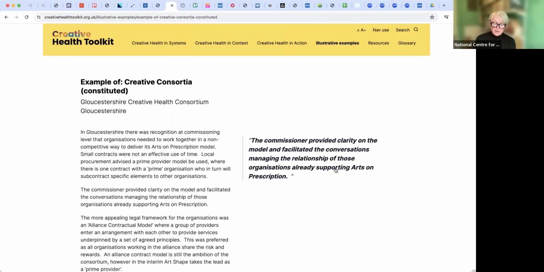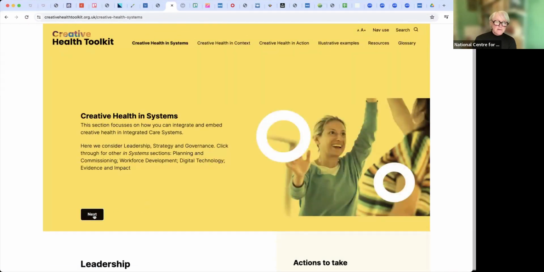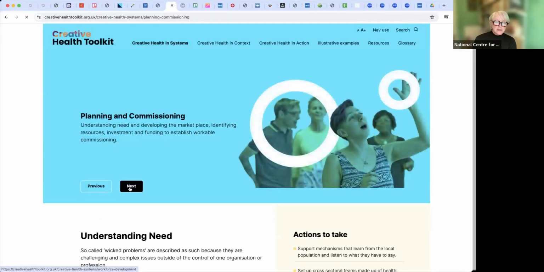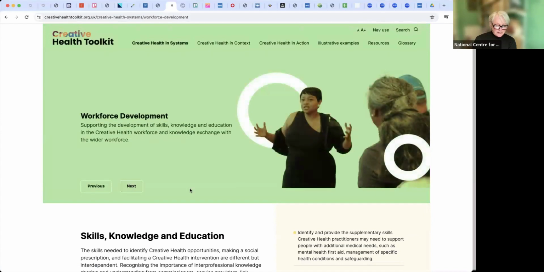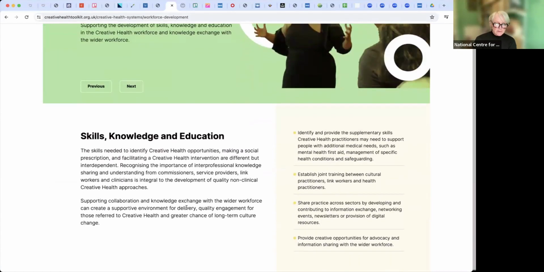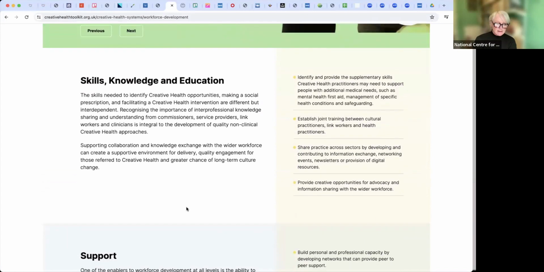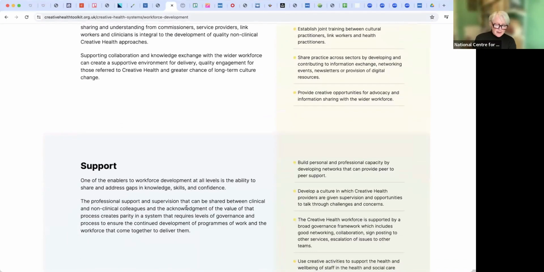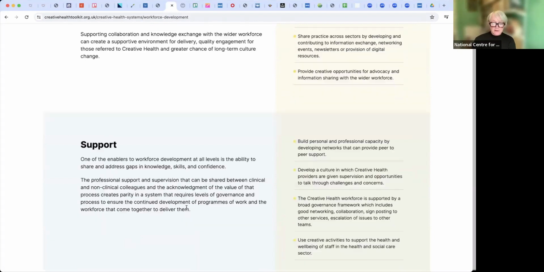Procurement advised a prime provider model, but the consortium are hoping to transfer to an alliance contractual model. So going back to creative health and systems, the next section is workforce development. There are sections here on skills, knowledge and education and support. In both cases, the actions to take recommend sharing practice across sectors, joint training and supporting networks of peer support, as well as providing supervision and good governance.